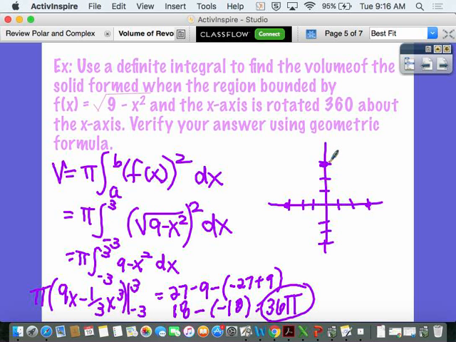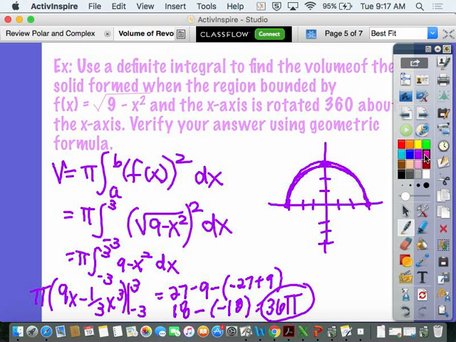If I plug in 1, I get square root of 8. We plug in -1, and if I plug in 2, you get square root of 5, right? So this basically forms a half circle. And if I rotate it about the x-axis, Michelle, what do you say? A sphere. It's going to be a sphere. When you rotate it, it's going to form a sphere.